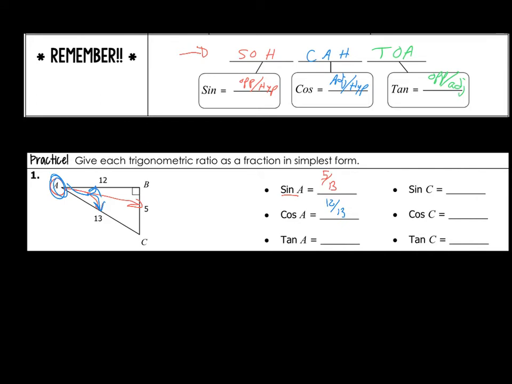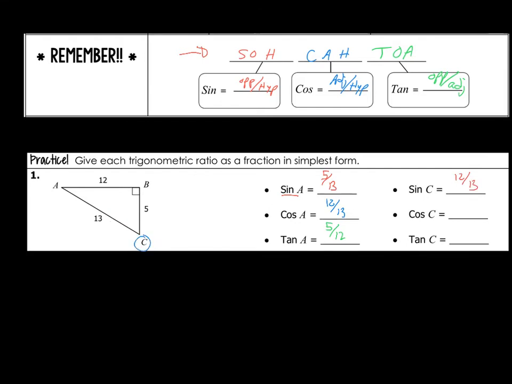The tangent of A is going to be the opposite over adjacent. So here I am at A, the opposite over adjacent. So that's going to be 5 over 12. And now 5 is prime, so there's no reduction to be done there. Now we're going to go down the list for angle C. So we begin with our sine function of C. I go opposite over hypotenuse for the sine. That's 12 over 13.